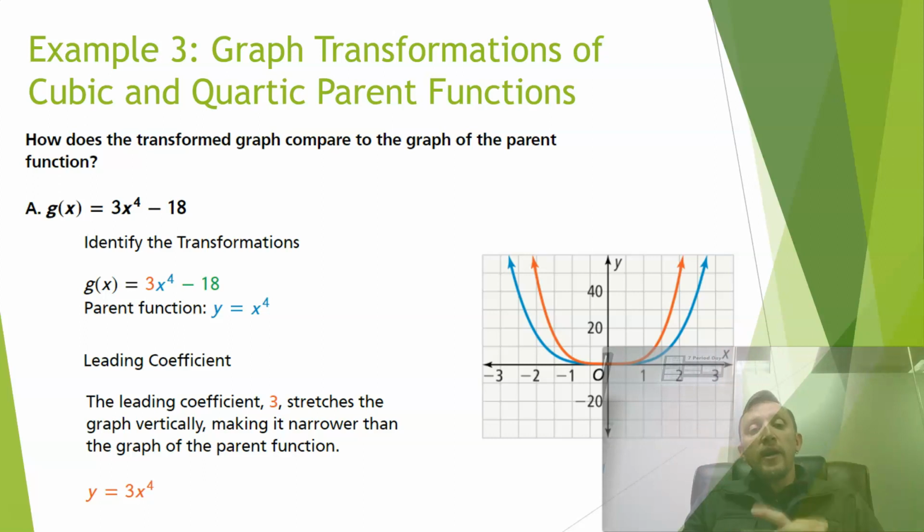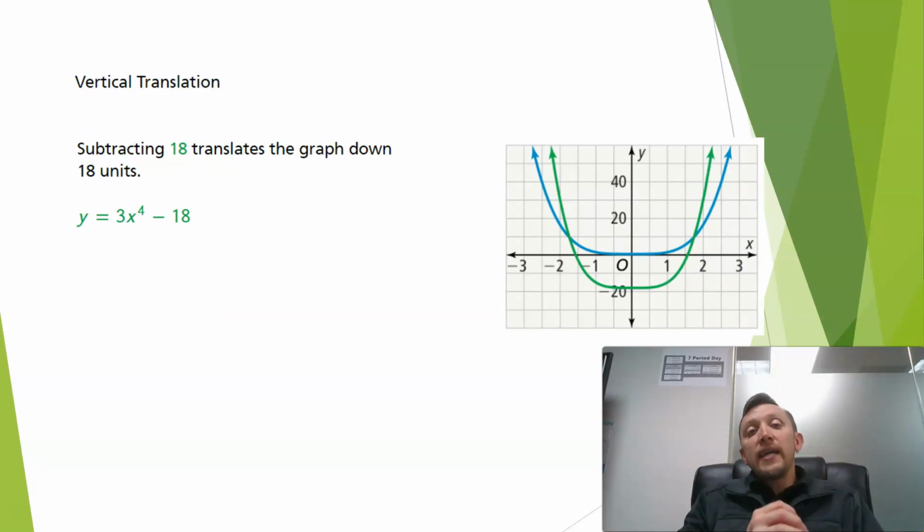And so that's why right now the red graph there would be the 3x to the 4th part. Now, subtracting 18 means it's going to move the graph down 18 units. And so what's in green now would be the final 3x to the 4th minus 18. So that's how you can combine some of these transformations to the graph.